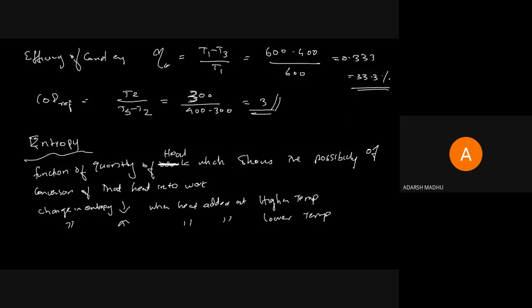So for entropy, the particular equation is dQ by T. TdS equal to dQ by T. It is the change in entropy, dS. Enthalpy is denoted by h, and entropy is denoted by s.